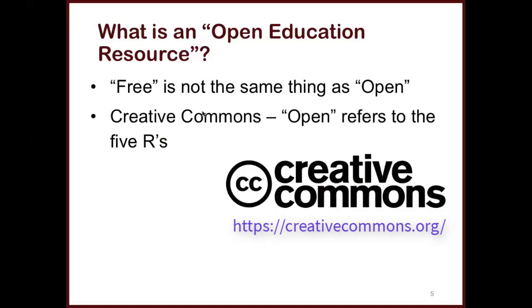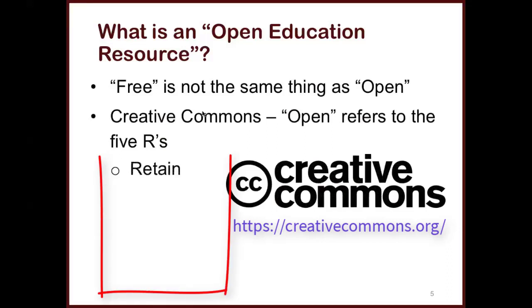Some of them are free, many of them are open. But when we're talking about open, as defined by Creative Commons and their licenses, open refers to what are called the 5 R's. And the first is retain. So this means that you could actually take a resource and download a version of it for yourself. You could download it on a server, onto your computer, or print it out. You can actually have a copy.